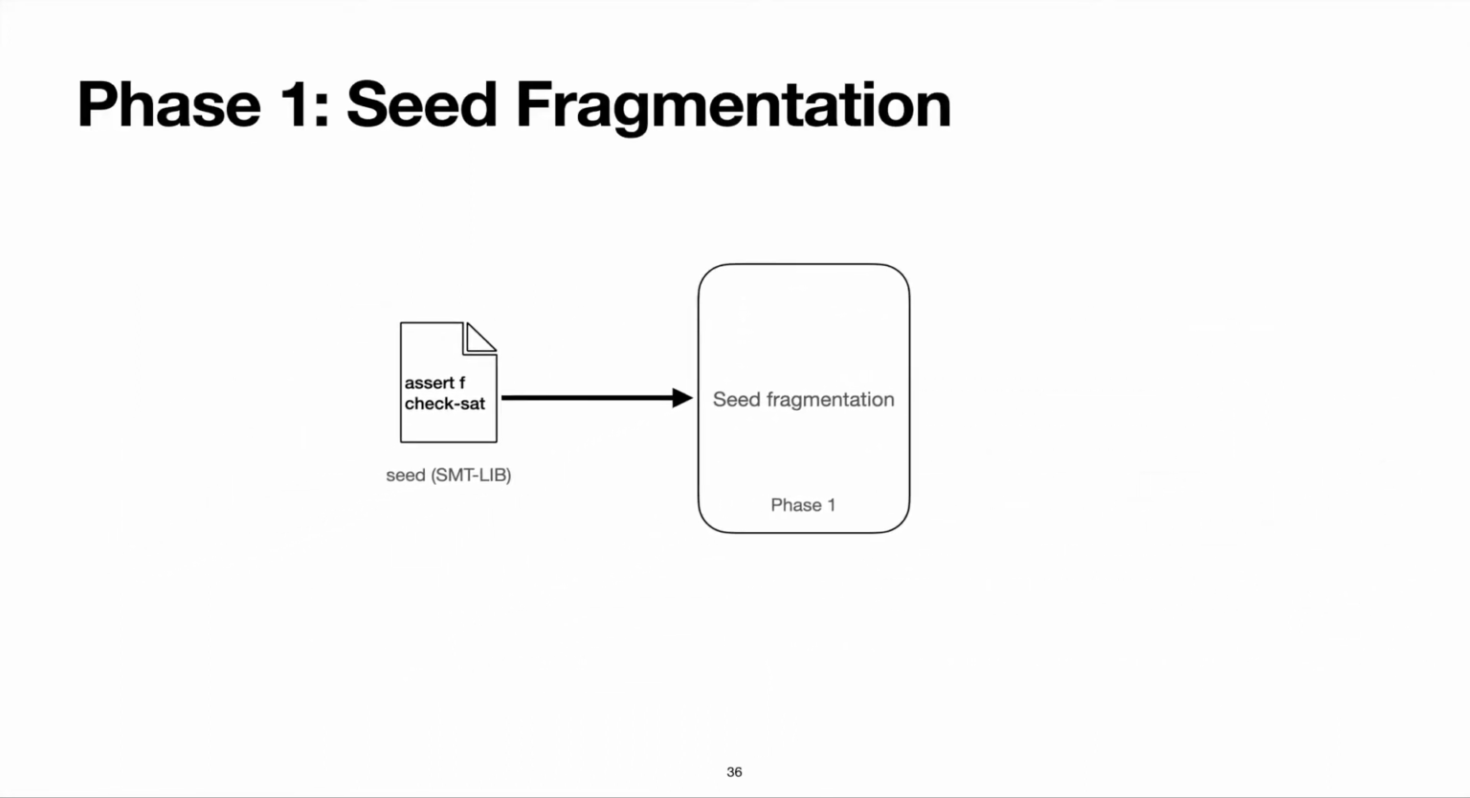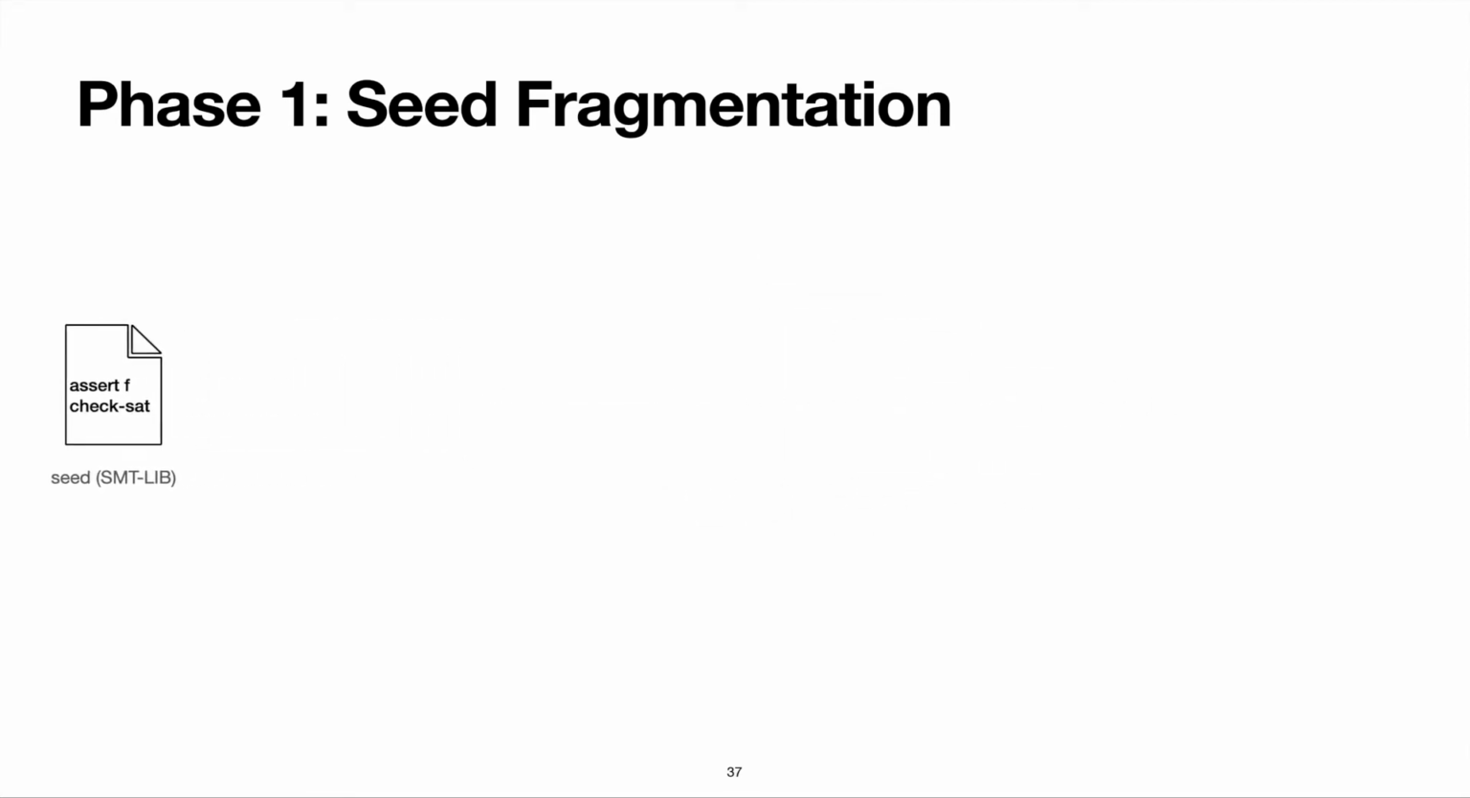Seed fragmentation. Imagine an SMT instance with some assertions. Each assertion contains a logical formula such as f shown here, which is potentially made up of Boolean subformulas, such as f1, f2, f3, and so on. Let's represent f as a binary Boolean expression tree. Suppose f1 is a predicate y greater than x, f2 x greater than 2, and f3 x less than 10.